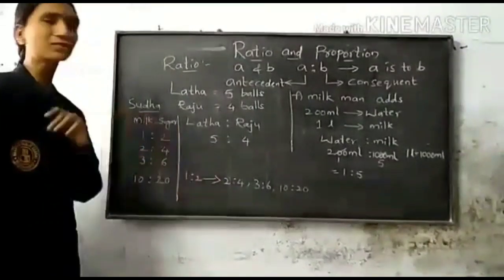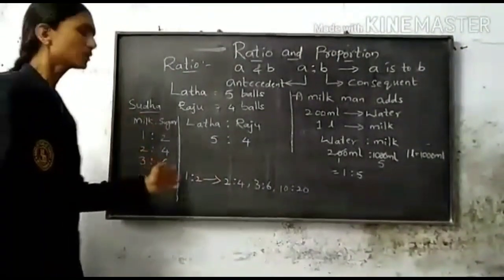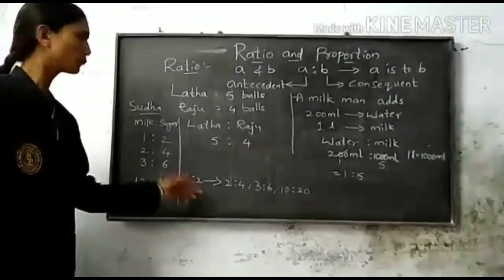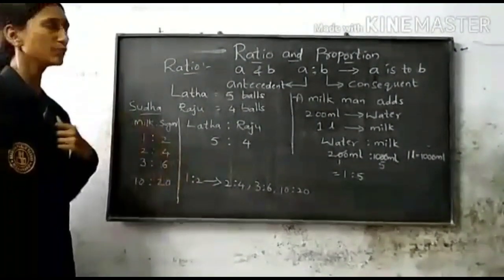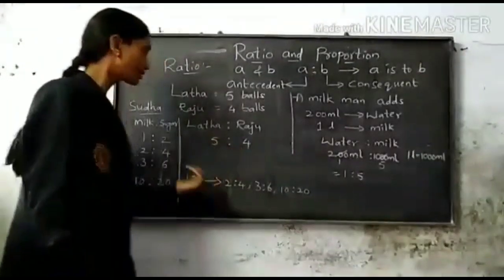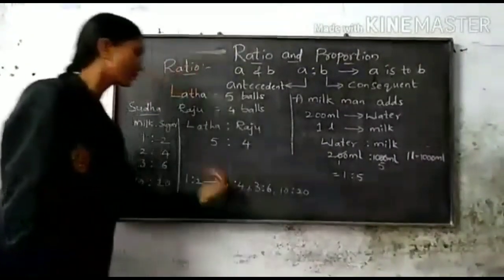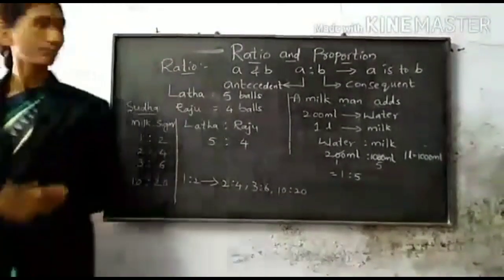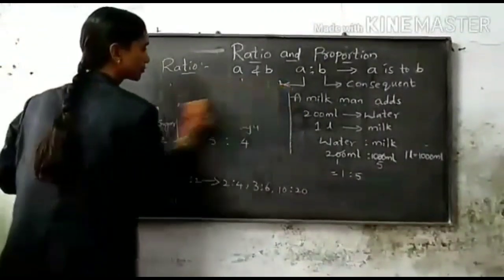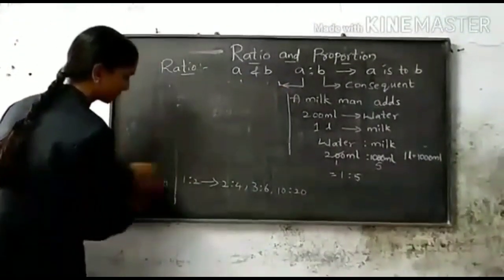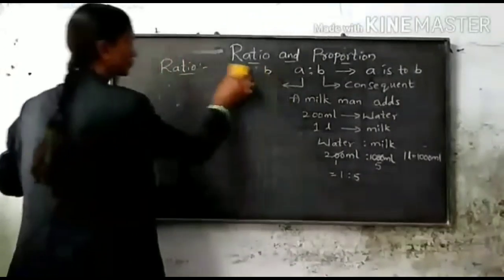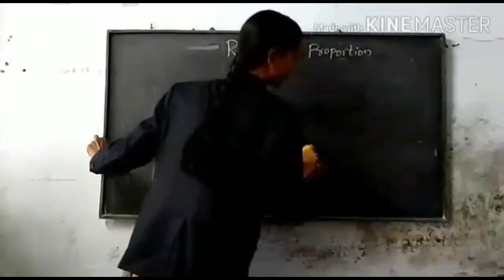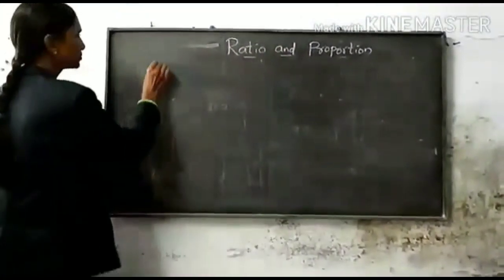So 1:2 is constant because we cannot cancel it further. So this is called the simplest form. Simplest form means the ratio that cannot be reduced any more.